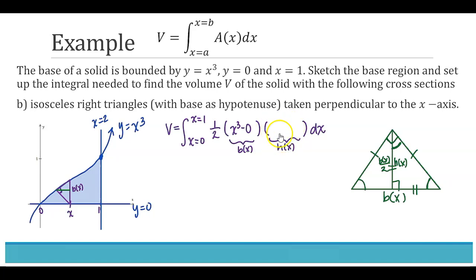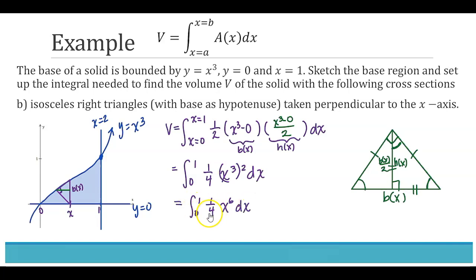So that's what I'm going to fill in right here for h of x. It's going to be the base over 2. So it's going to be x cubed minus 0, the base, divided by 2. And we'll go ahead and clean this up a little bit. This is going to be the integral from 0 to 1, and then we have 1/2 and then another 1/2 over here, so we have 1/4, and then we have x cubed times x cubed, that's x cubed squared, dx, or x cubed squared is just x to the 6th, dx. So this is the integral that will find me the volume of the solid.